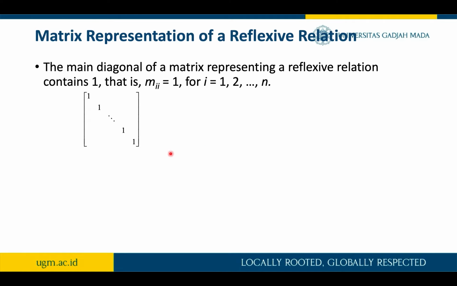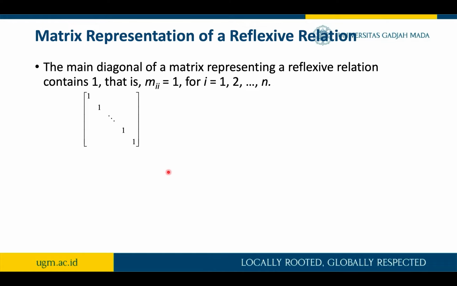We can identify whether a relation is reflexive or not using the matrix representation of the relation. This is the characteristic of a reflexive relation: the main diagonal of a matrix that represents a reflexive relation contains 1. So we will have this kind of matrix here, where the main diagonal is 1, 1, 1, 1, 1. So m_ii must equal 1 for i from 1 to n.